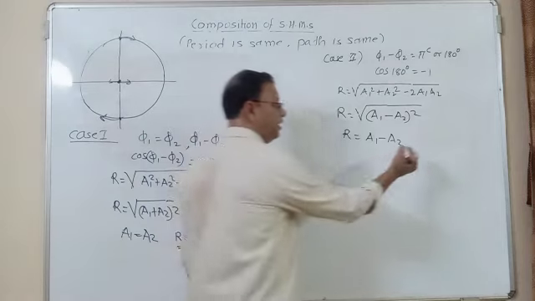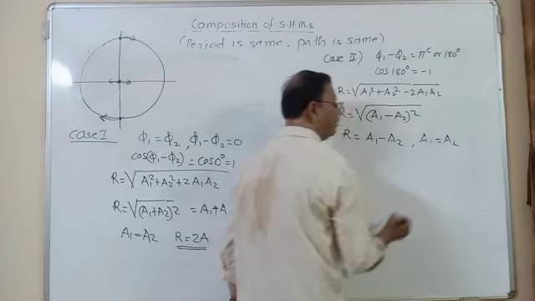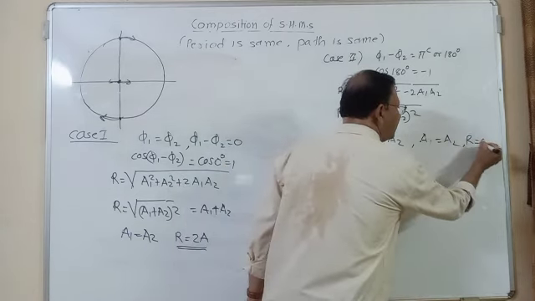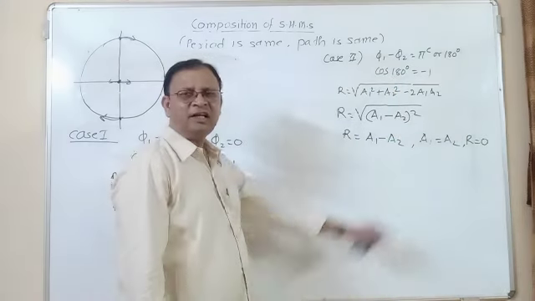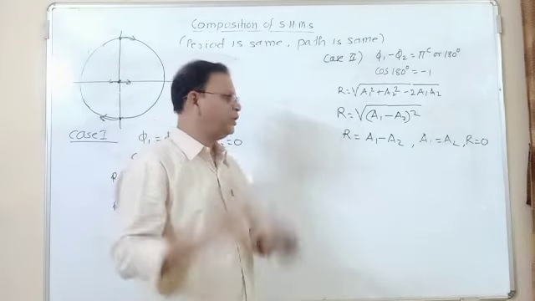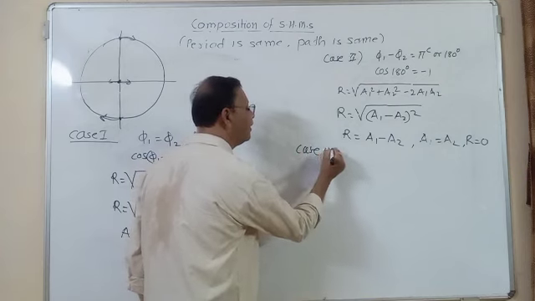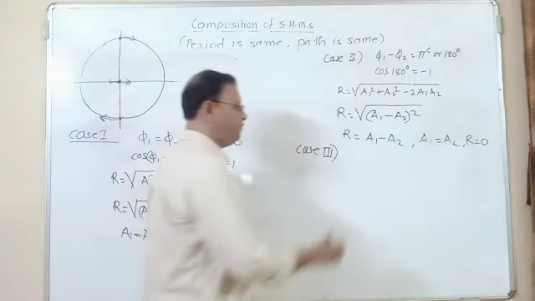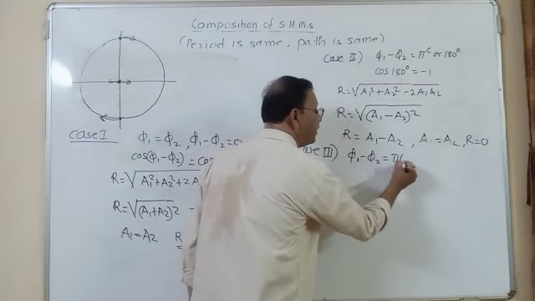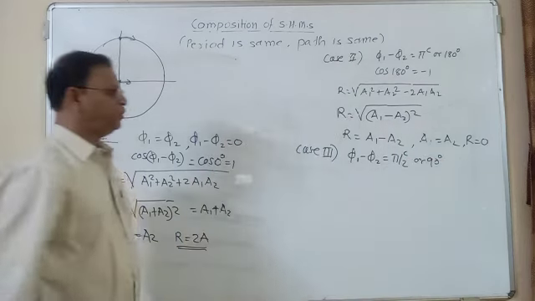And if A1 is equal to A2, what happens? If A1 is equal to A2, then R is equal to 0. The resultant amplitude will be 0 if both the S.H.M.s have the same amplitude. Third case, if phase difference phi1 minus phi2 is equal to pi by 2 radian or 90 degree. Pi by 2 radian or 90 degree.